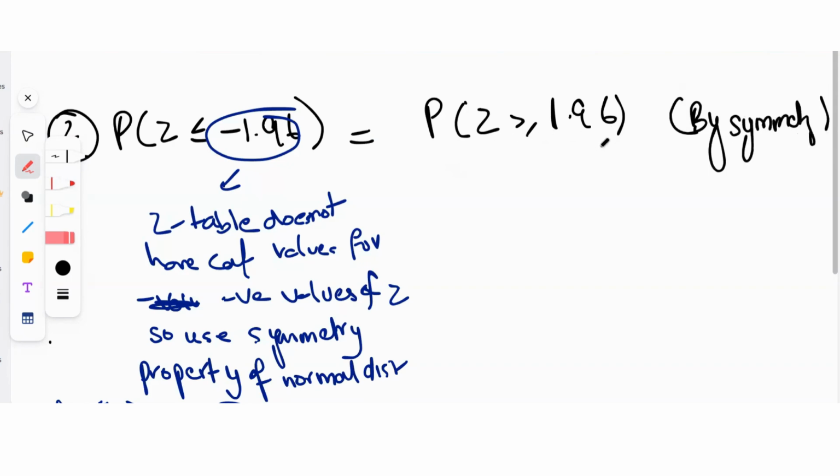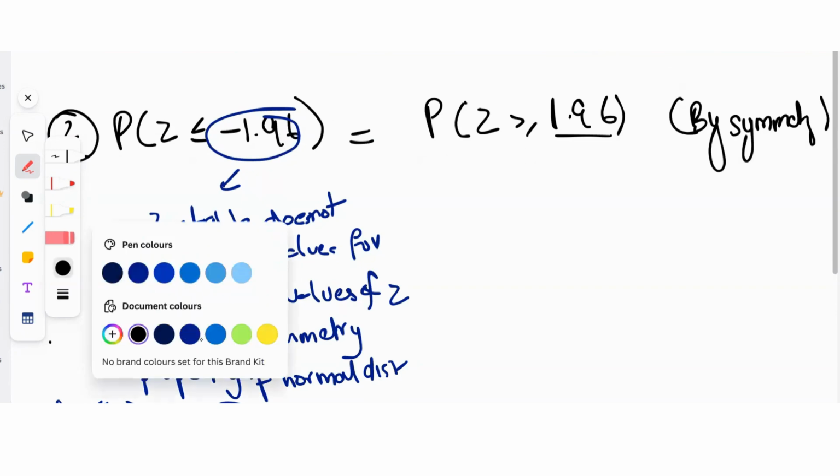So by symmetry, I have written it in terms of positive values. If we had a negative value z, it is in the form of a CDF, but the table only gives us CDF values for positive values of z. So when we see a negative value, we use the symmetry property to write it in terms of positive values. Now we've done that.